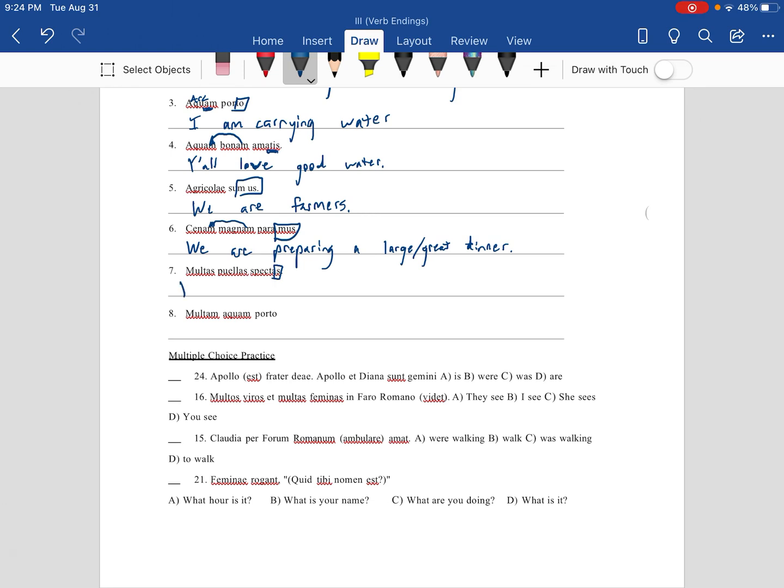Spectatis, the tis is you all. You are looking at. And I may have accidentally given you this word, but we'll go with it anyway. You are looking at many girls. Porto, the O is I. I am carrying multam aquam, much water. So there in the last two, you saw two different uses of the word multa. We'll get it in the near future.